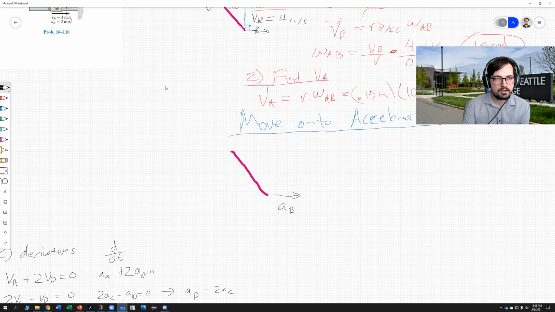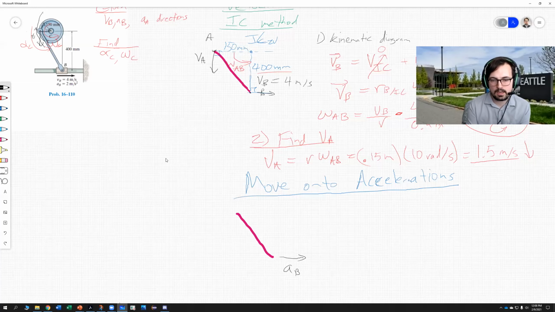And then let's talk a little bit about what's going on at A. A actually has two components. We have an A of N component and we have an A of T component, right? As we travel in a circle, we're going to have those two components, A of N and A of T.